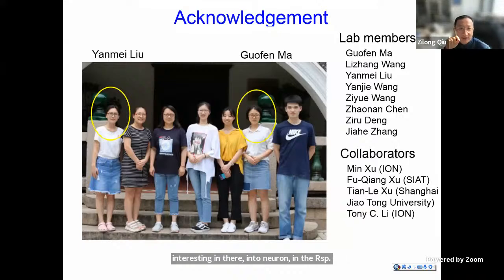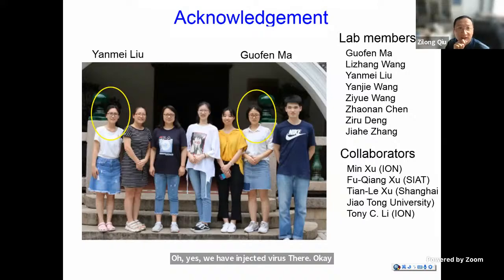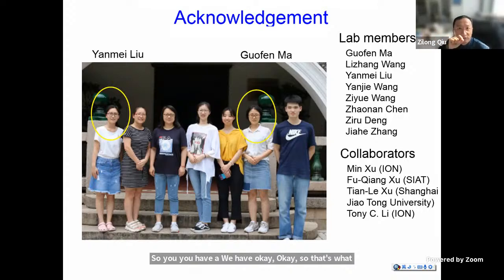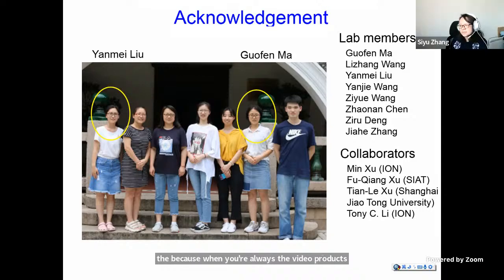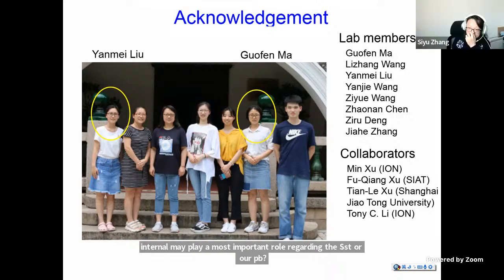So for that, have you injected the virus into the retrosplenial cortex in order to find out the upstream and downstream connections yet? Oh yes, we have injected the virus there. Okay. That's how I found the strong connection between the retrosplenial and the visual cortex. Right? Oh yes. But in particular, in retrosplenial, could you evaluate which type of interneuron may play the most important role, SST or PV?